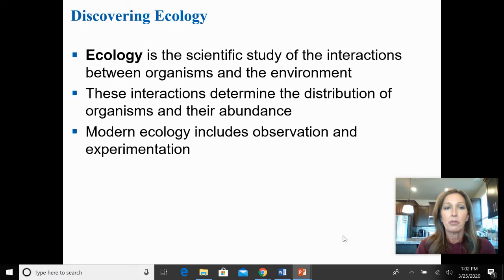In chapter 40, we are talking about ecology. Like any -ology, it's a study of, and ecology is the study of the interactions between organisms and the environment. When we talk about ecological studies, it's really important that we understand the terms biotic and abiotic, because ecology deals with how the living and non-living factors all interact. Those interactions determine the distribution of organisms.